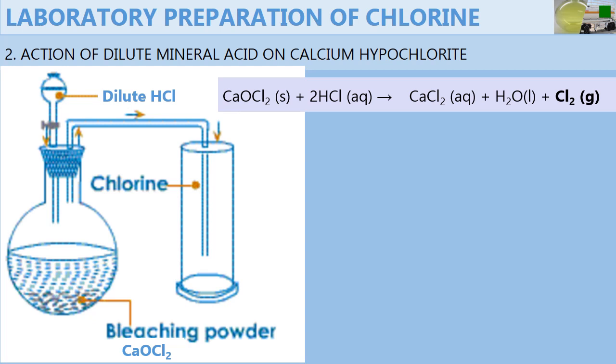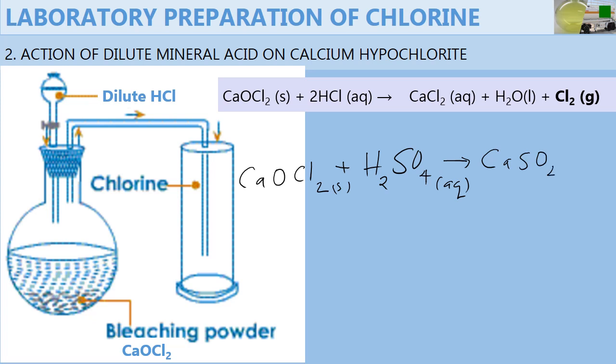If another acid such as dilute sulfuric 6 acid was used, a similar equation would be calcium hypochlorite reacting with dilute sulfuric 6 acid to give us calcium sulfate and water and chlorine gas.